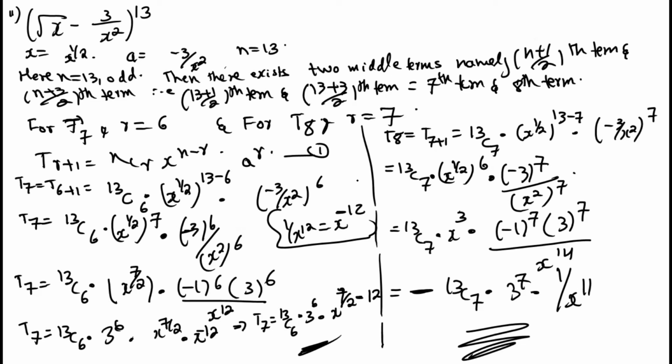This is all about how to calculate the middle terms of the binomial expansions when index is even and when index is odd. Thank you, students.